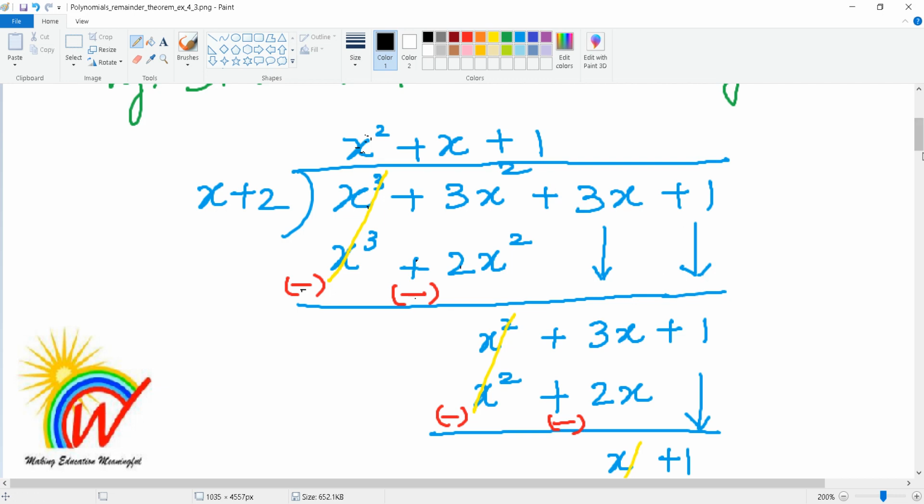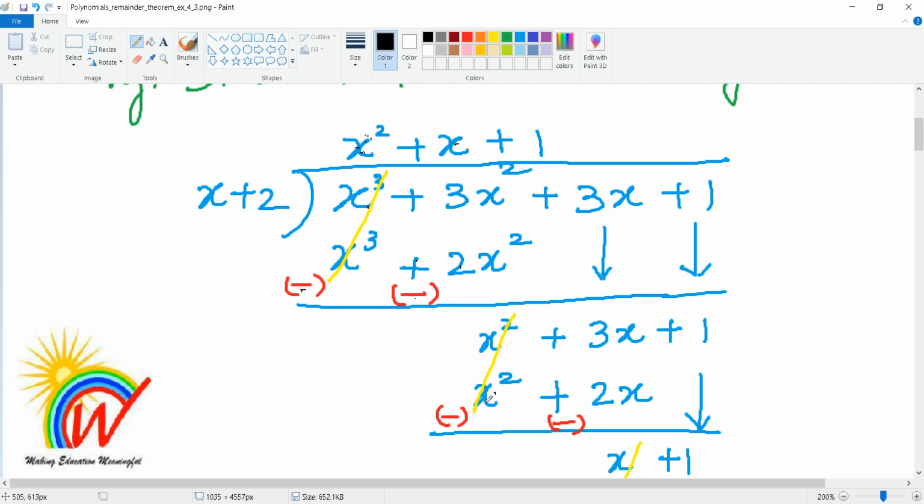Now after that, I have an x square over here. So I will see what I can multiply with this x so that I get x square. So I need only one more x, right? x into x is going to give you x square. So I will write plus x over here. So x into x gives you x square. So I write the x square now. Okay. Now this 2 also has to be multiplied with the x over here. So x into 2 gives you 2x, right?